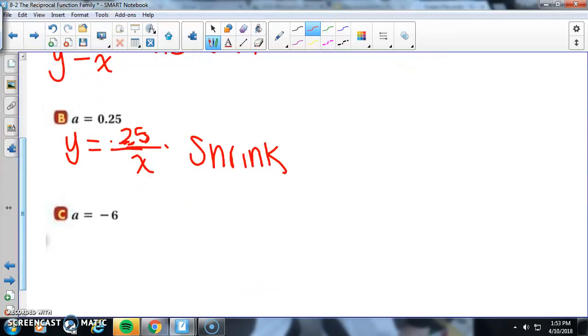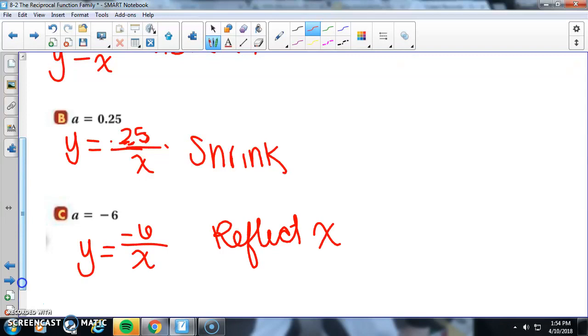And when we have a negative, we have to think that we are going to reflect over the x-axis, and we will have a vertical stretch.